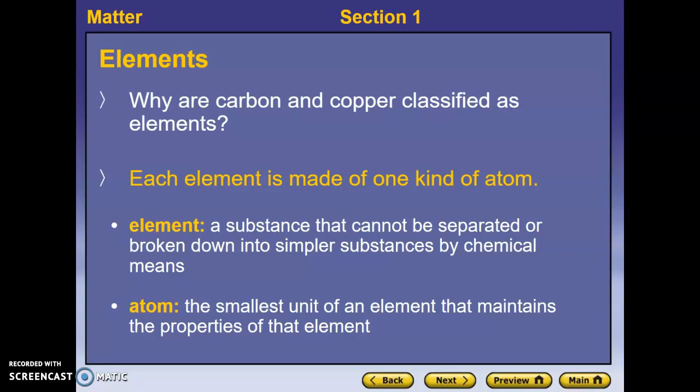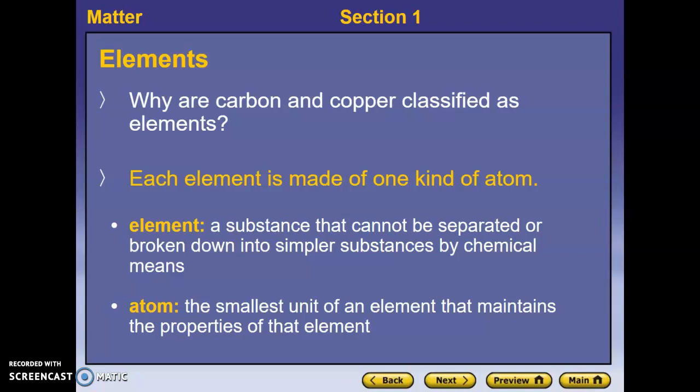Typically now, new discoveries are those that are very, very large elements because scientists are discovering new elements by colliding atoms of other elements together, and if they stick and they hold together long enough, they can actually call it a new element. But when we talk about them in general, what we're saying is that an element is a substance that cannot be separated or broken down into simpler substances by chemical means. So that means that it's at its most basic. We can't divide it down any further and still have an element.